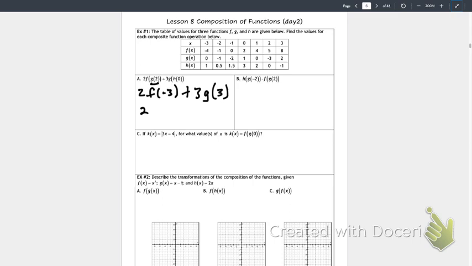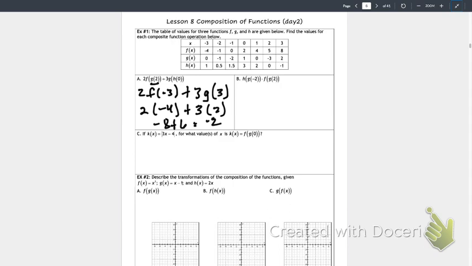So f of negative 3 is negative 4. So we're doing 2 times negative 4 plus 3 times g of 3. G of 3 will be 2. So we get negative 8 plus 6, which gives us negative 2.